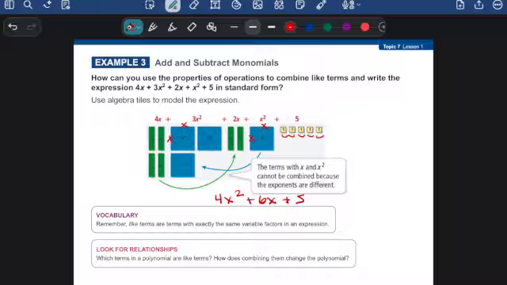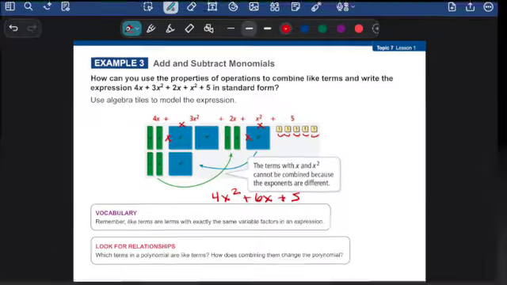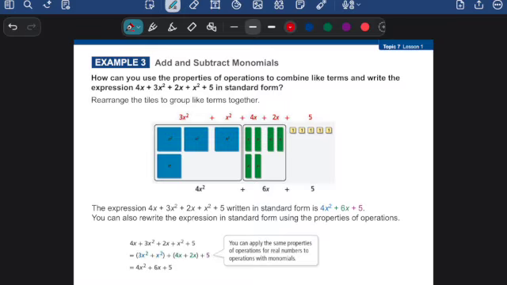Like terms have the same variable and the same exponent. You cannot combine exponents. We can't say 4x plus 3x squared is 7x to the third. You can't combine them. They're not the same type of square. They're not the same unit. And then make sure that you write it in standard form with the highest exponent first. So we're going to put our x squared term first, then our linear term or our x term, and then our constant last.